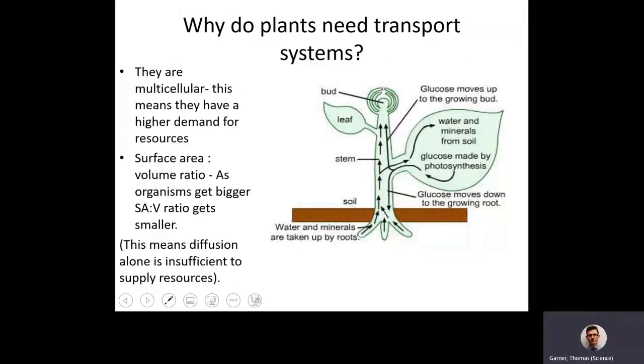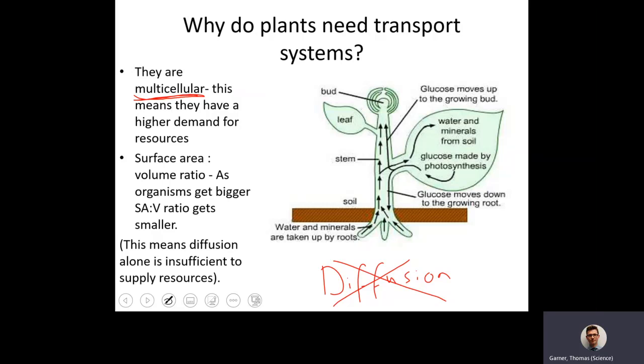Plants like us need a transport system. They need something to help transport oxygen, minerals, carbon dioxide, glucose, everything around the plant. And that is because they are multicellular. That means they have more than one cell, and if they have more than one cell, diffusion isn't good enough by itself. You can't just rely on diffusion. Diffusion only works if it's a single cell organism, like an amoeba, or something really, really tiny.